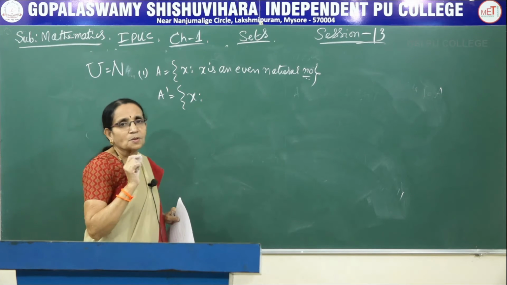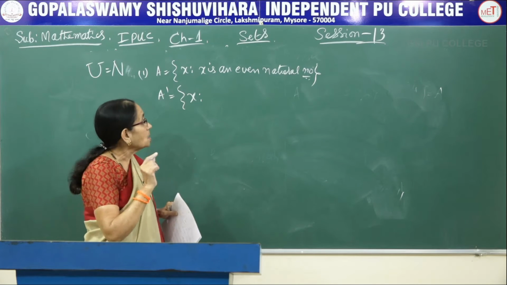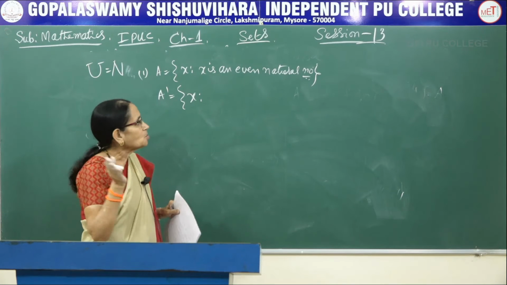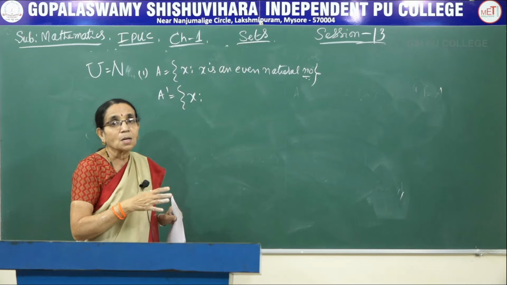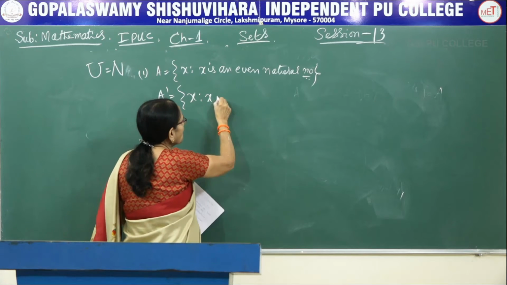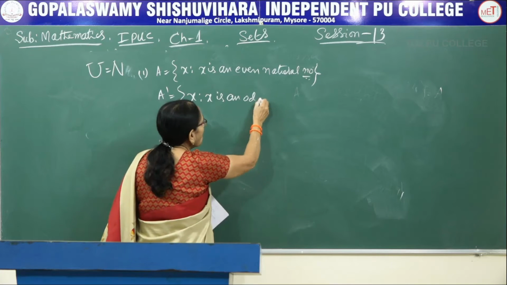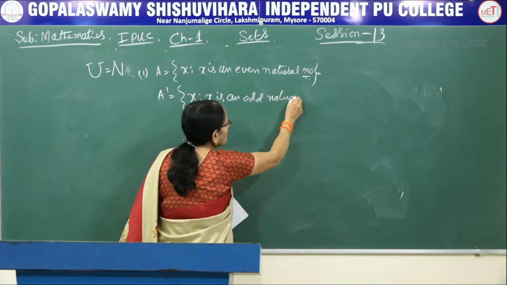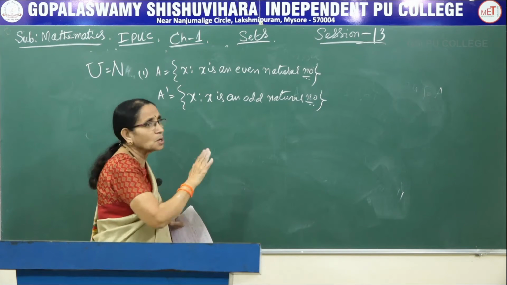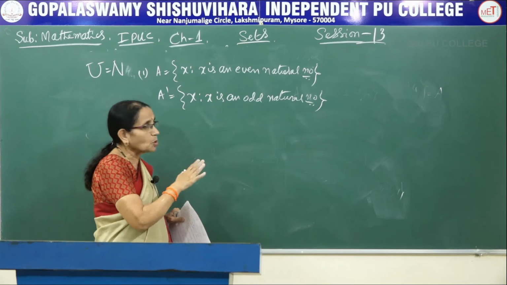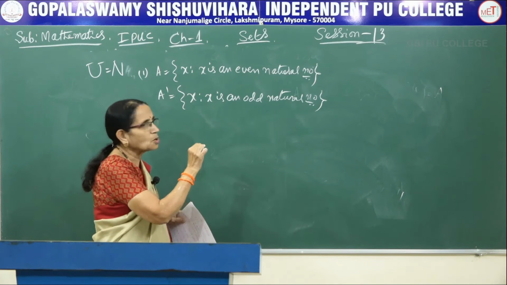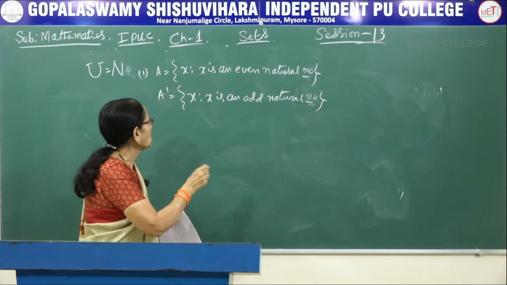See, what is the universal set? N. Even natural number means 2, 4, 6, 8, 10, 12, etc. So, what is the complement of this one? All odd numbers. So, you need not write in the roster form. You write the answer, x is an odd natural number. If you write this one, there is no need to write the numbers here. In some problems where it is necessary, you write the number. Otherwise, if it is an even natural number, the complement would be an odd natural number.